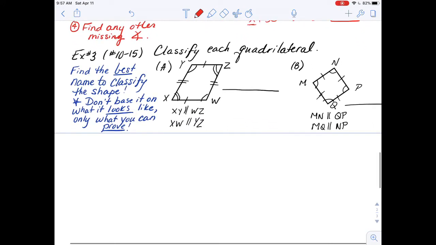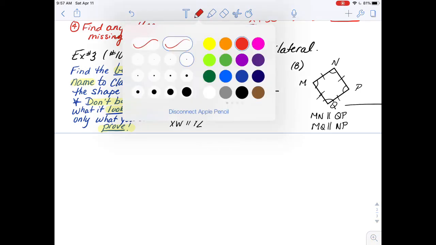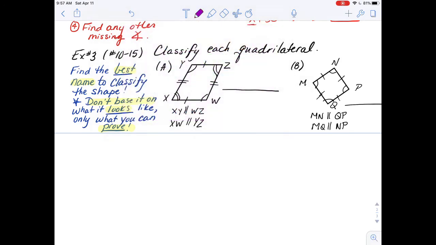The last thing I want you to be able to do is to classify your quadrilaterals. And when you are going to classify, I want you to find the best name to classify it. And again, don't base it on what it looks like, only what you can prove. So if I look at A, there's 4 sides. I can prove that. Now, is it a trapezoid? Is there only one pair of parallel sides? Well, I'm not sure. I better look at the words below before I even start.